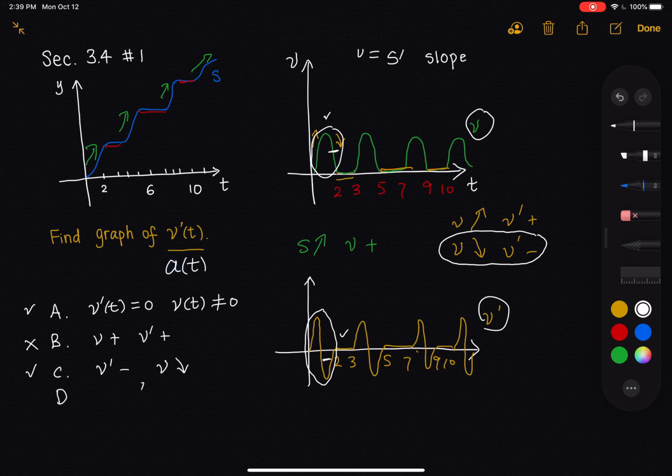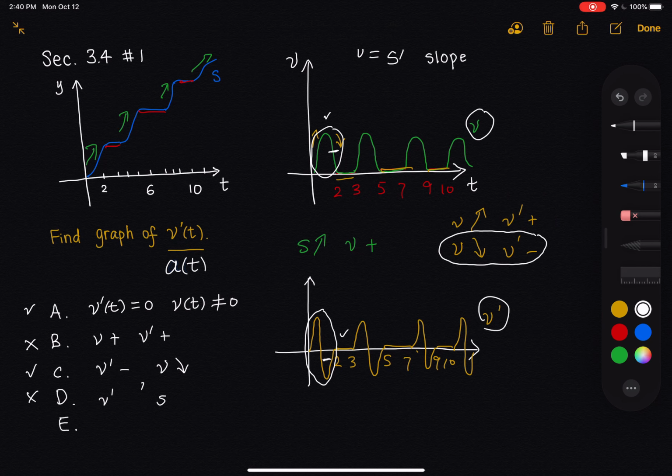Statement D, the function v prime represents the position of the car, is obviously wrong because v prime is the acceleration. What is the position of the car? s represents the position of the car.